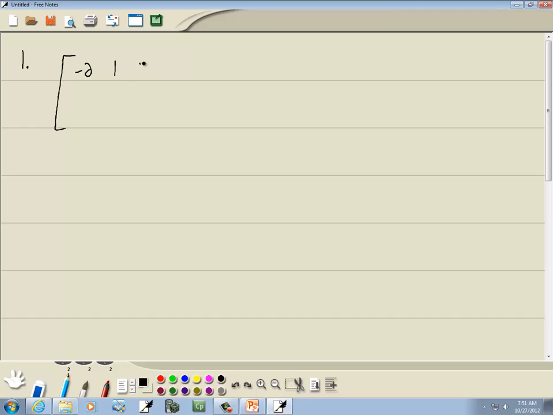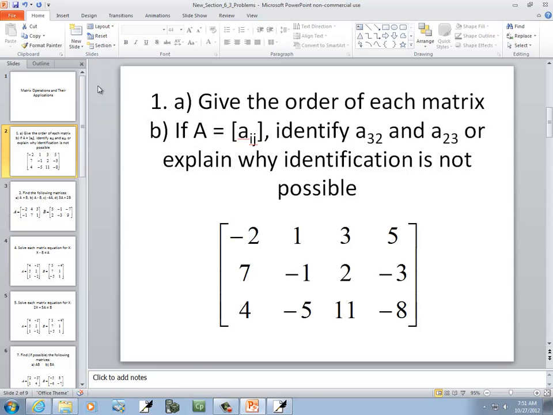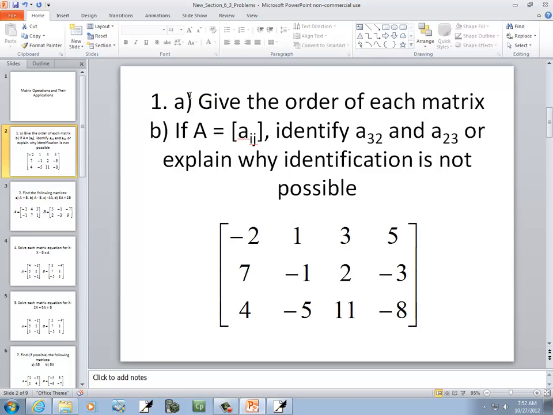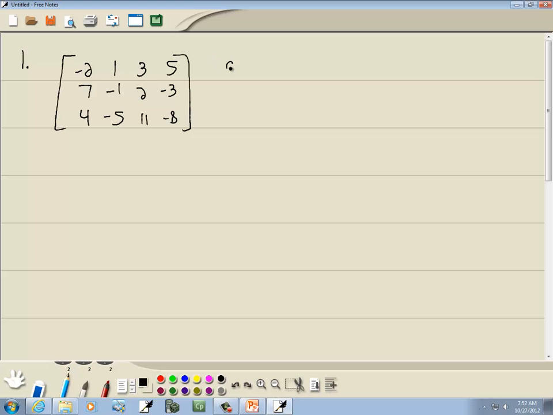-2, 1, 3, 5, 7, -1, 2, and -3, 4, -5, 11, and -8. Now, first thing it says give the order of each matrix. Now, the order, remember, is a size, and it's rows by columns. So this one has 3 rows and 4 columns. So it's a 3 by 4.